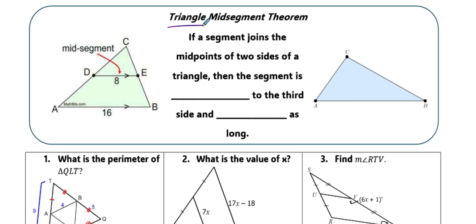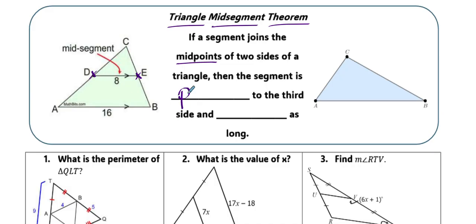Alright, here we're going to talk about the triangle midsegment theorem. So a midsegment is a segment that cuts through the middle of a triangle. It joins the midpoints of two sides of the triangle. So that's what we're seeing here. D is the midpoint of AC, E is the midpoint of BC. That segment is called the midsegment.